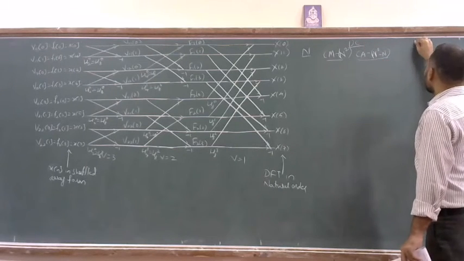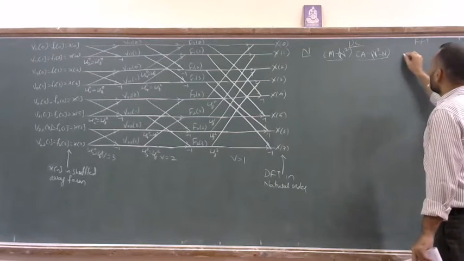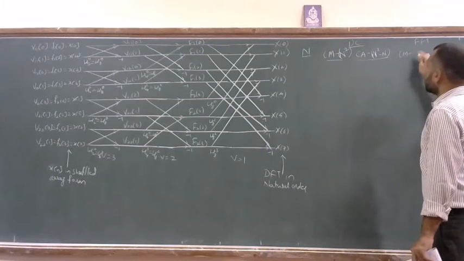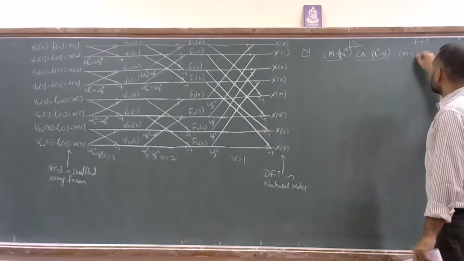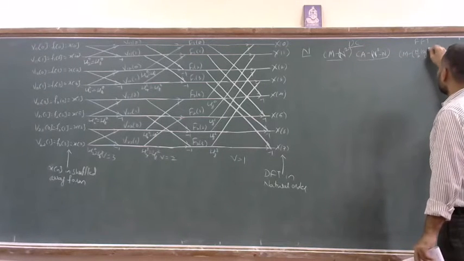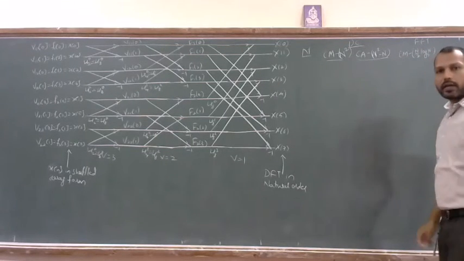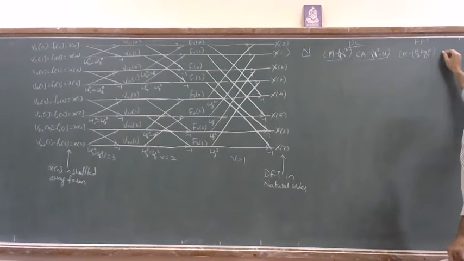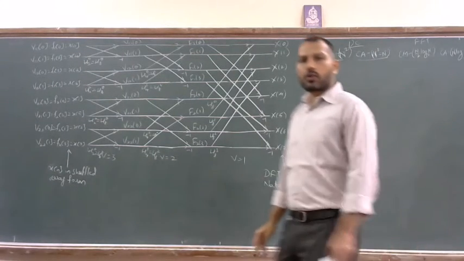But by using FFT algorithms, how many complex multiplications are required? Complex multiplications are log N to the base 2 multiplied by N divided by 2. And complex additions are N log N to the base 2. N times log N to the base 2.